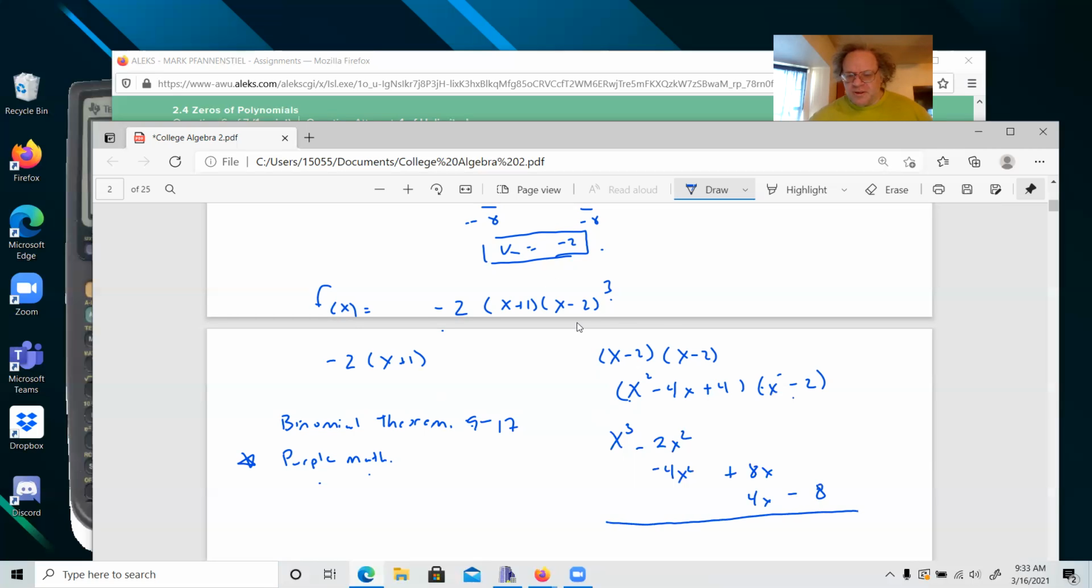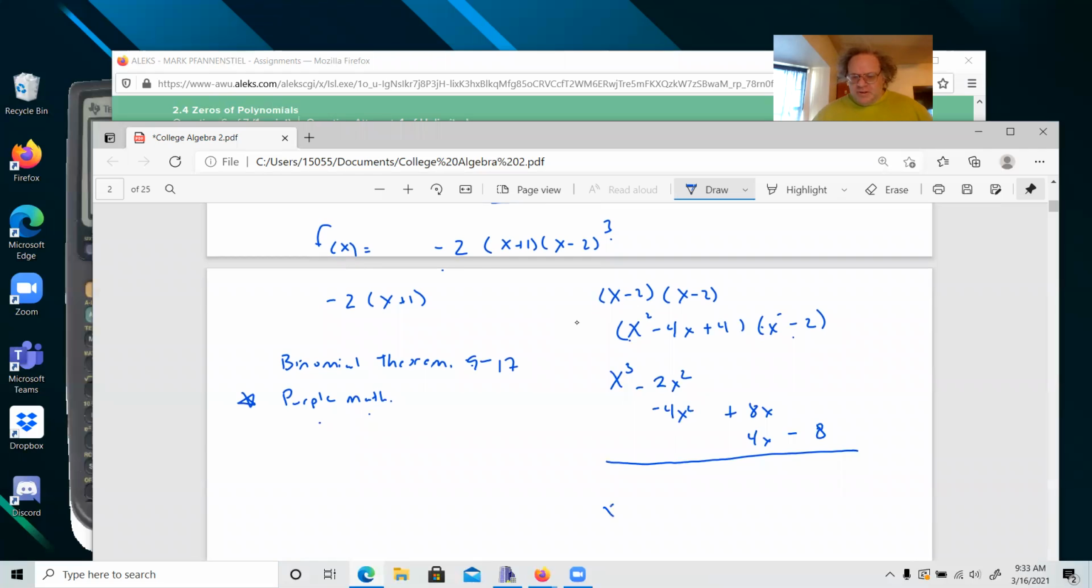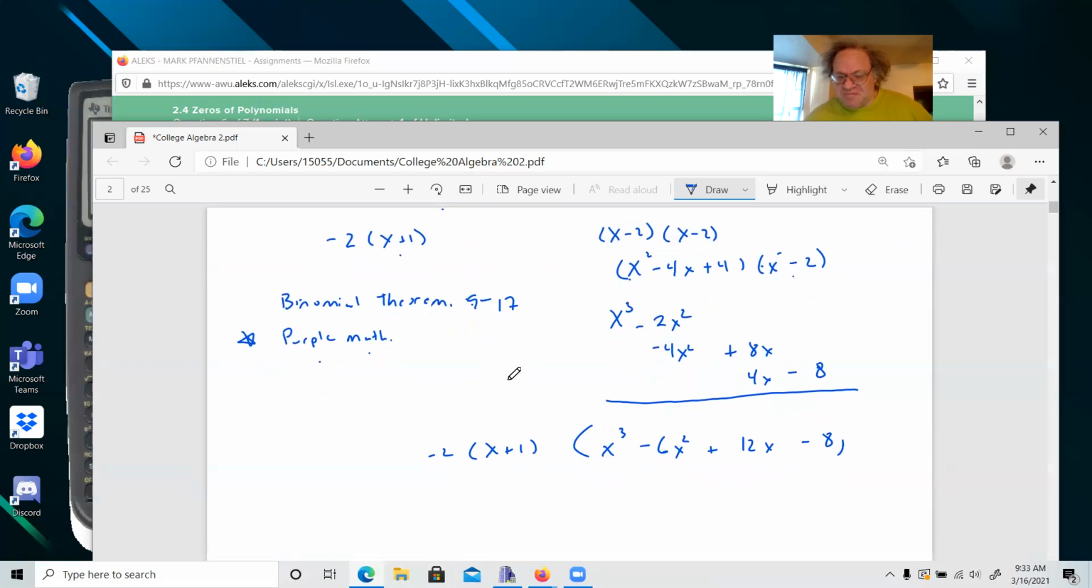Add those together. So x cubed minus 6x squared plus 12x minus 8. All right, and that's this whole thing right now. Now, we're not done yet. We still have to do this one. We still have x plus 1, and then we have to double everything and change the signs. So we're not even close.